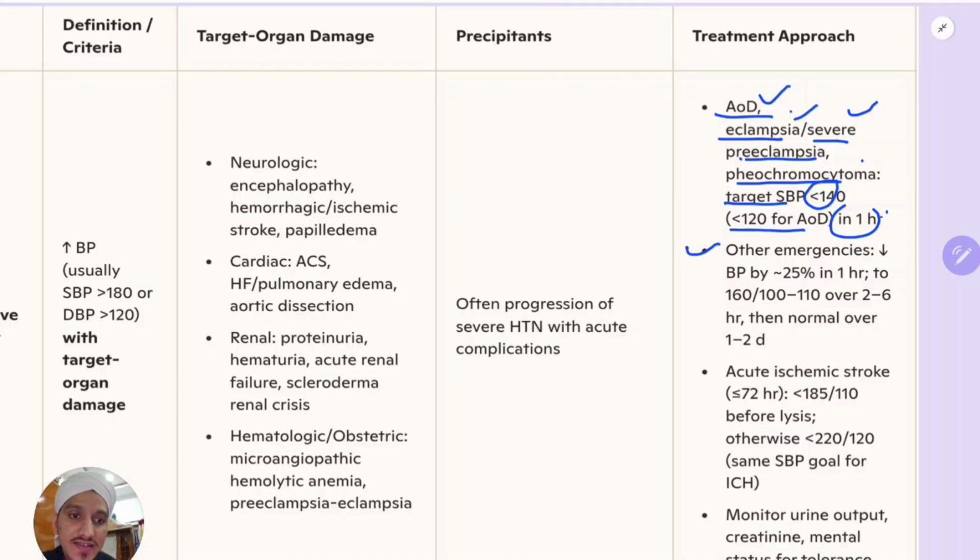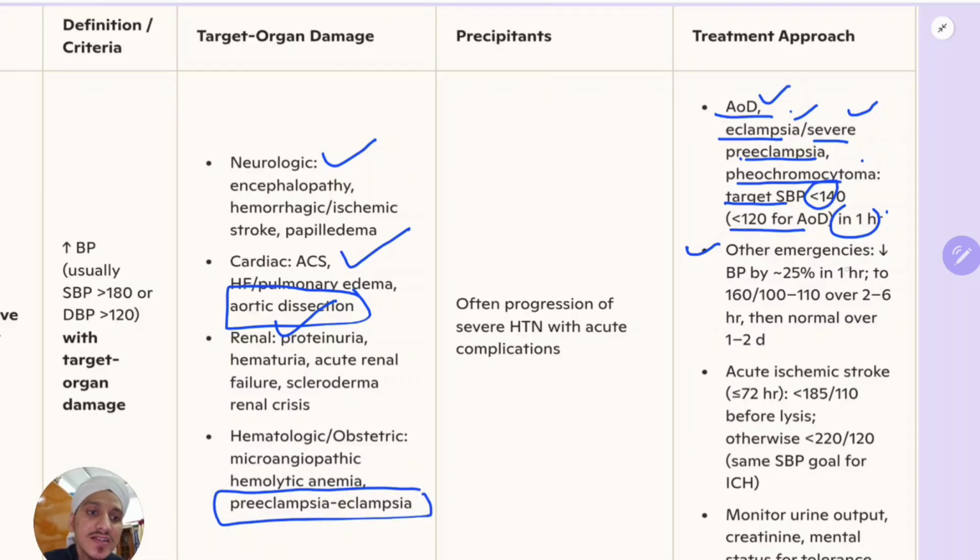So other emergencies are not like that. For example, neurological emergency or cardiac emergency or renal emergency. Okay, in cardiac, the exception is aortic dissection, and hematologic is preeclampsia and eclampsia, and one more is pheochromocytoma. Other emergencies decrease the BP by one fourth, 25% in 1 hour, then to 160 by 100 to 110 over 2 to 6 hours, then to normal over 1 to 2 days. So that is how you bring the BP down. So in other emergencies, may it be neurologic, may it be cardiac, except aortic dissection, may it be renal.